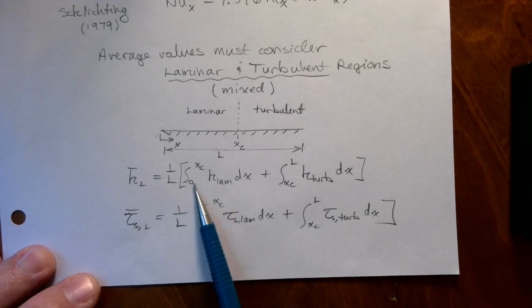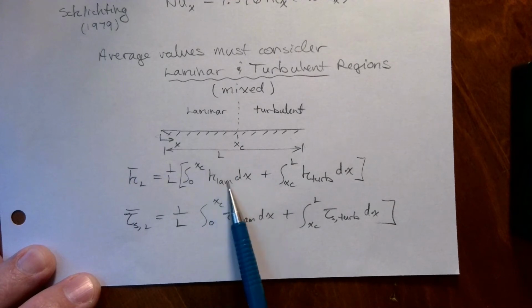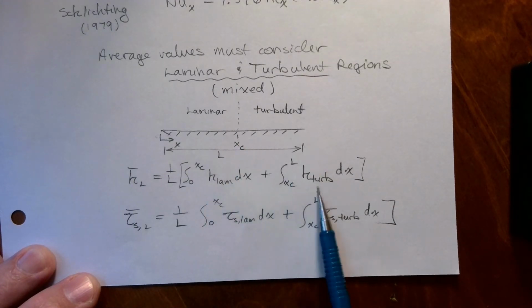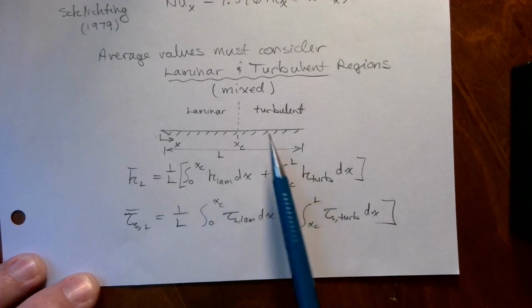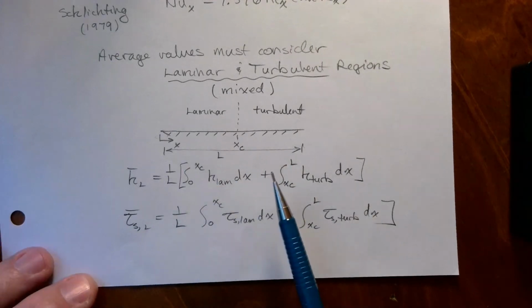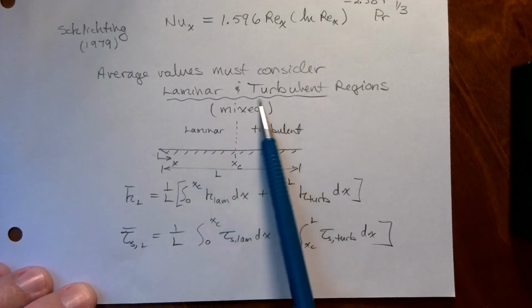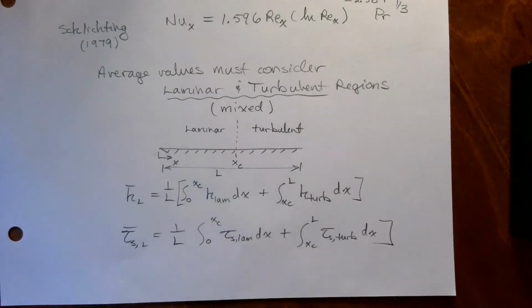So we're going to integrate h from 0 to x sub c using the laminar correlation for h, and then from x sub c to L using the turbulent correlation for h. And you have to do the same thing for the shear stress if we're going to get that average. So this gets to be kind of tricky. The textbook will call this a mixed situation, where you have some laminar and some turbulent, and I want to know what the total average h is for the particular length of the plate.